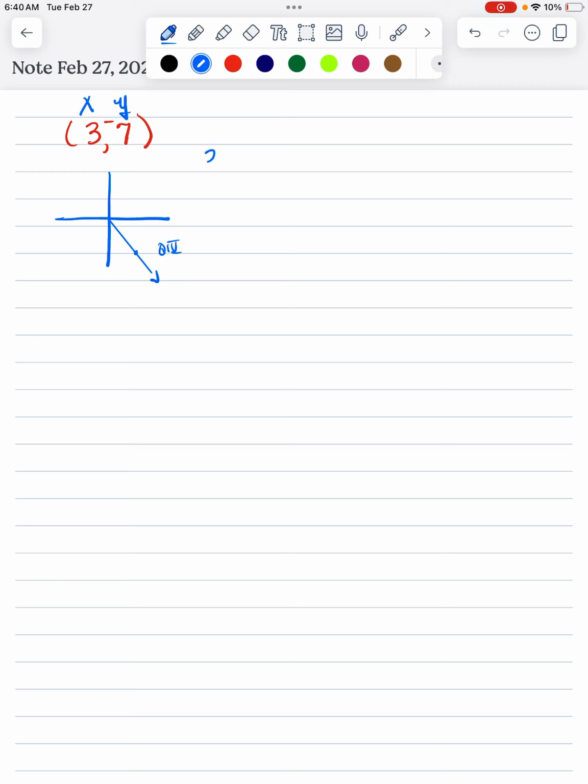So the first thing I want to do is the Pythagorean theorem. 3 squared plus -7 squared is r squared. And of course, this is not going to be nice. 9 plus 49 is r squared. What is that? That's 58. 58 is r squared. Does that reduce? Let's see.